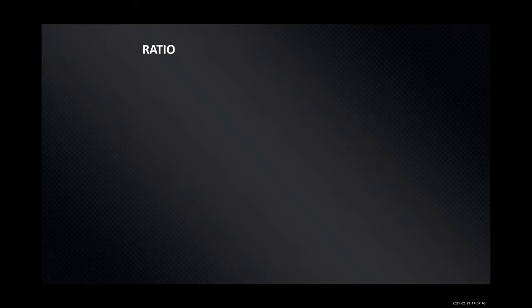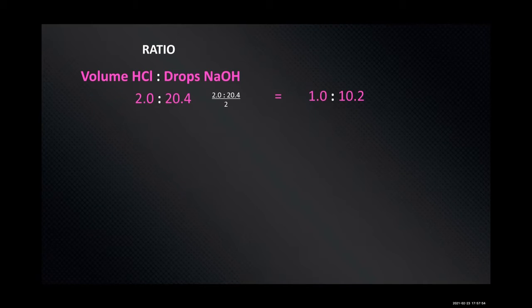Let's have a closer look at ratios. Our volume of hydrochloric acid to the drops of sodium hydroxide was 2 to 20.4. If we take that down to 1 milliliter for simplicity's sake, we have a 1 to 10.2 ratio. For our 4 milliliter volume, it was 4 to 43.4, which brought down to 1 milliliter is 1 to 10.85. The average of those is 1 to 10.5. So on average, it takes 10.5 drops of sodium hydroxide to completely react with 1 milliliter of hydrochloric acid.